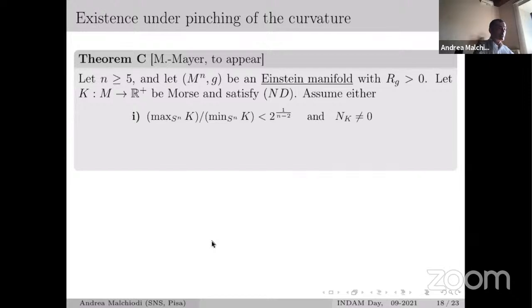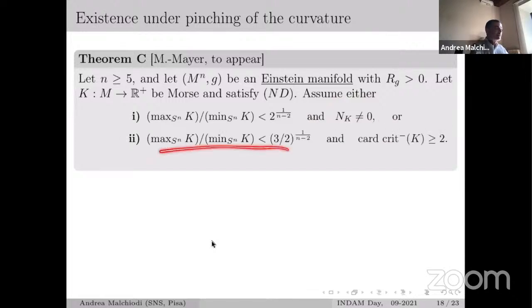We assume one of these two conditions. Either this pinching condition, which is a ratio of the maximum over the minimum smaller than this dimensional constant, and we still assume the previous counting condition, so the index of the vector field that I described above is non-zero. Or the function k satisfies a stronger pinching condition, so this number is smaller than this one. We want the function k to be pinched, but we relax the other condition, so we only assume that there are at least two critical points of k with negative Laplacian. One will be, of course, the global maximum, and we're assuming that there is another critical point with negative Laplacian. This condition is certainly stronger than the first one, but you can show that this other one is weaker than this one.